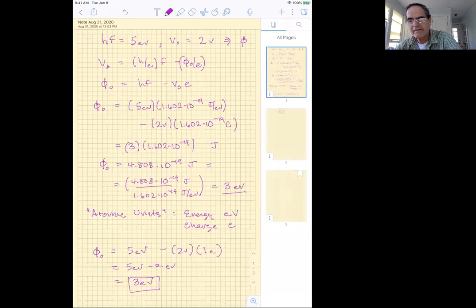So the photoelectric effect is one case where it actually makes sense not to use SI units, but instead to put your energies in electron volts and to measure charge in units of the electron charge. Okay, great.